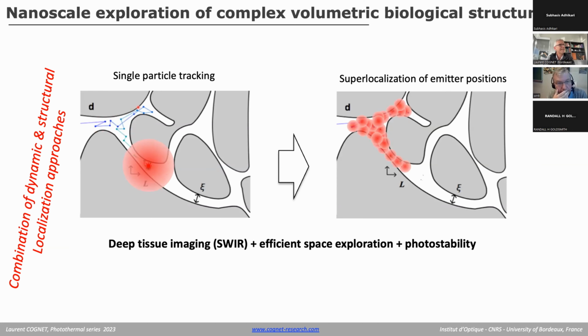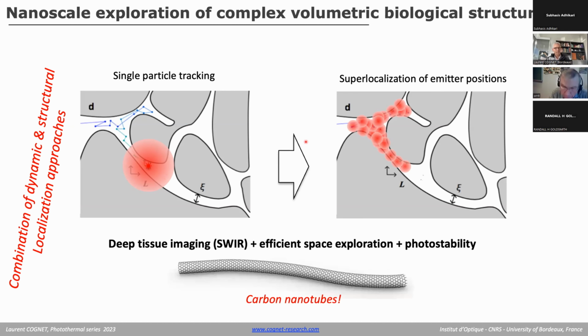So it means that you have a very efficient exploration. Then, if you concatenate all the positions of these molecules or this emitter, you can have a super resolved map. So it's the structural information about the space that you're looking at. And at the same time, if you analyze the diffusion properties, you have the local diffusion properties in this space. And it turns out that to perform all of this together, and we have studied many types of nano objects, the carbon nanotubes open this possibility, because you will see that they are shortwave infrared emitters. They have efficient space exploration, I will show you that, and absolutely exquisite photostability.